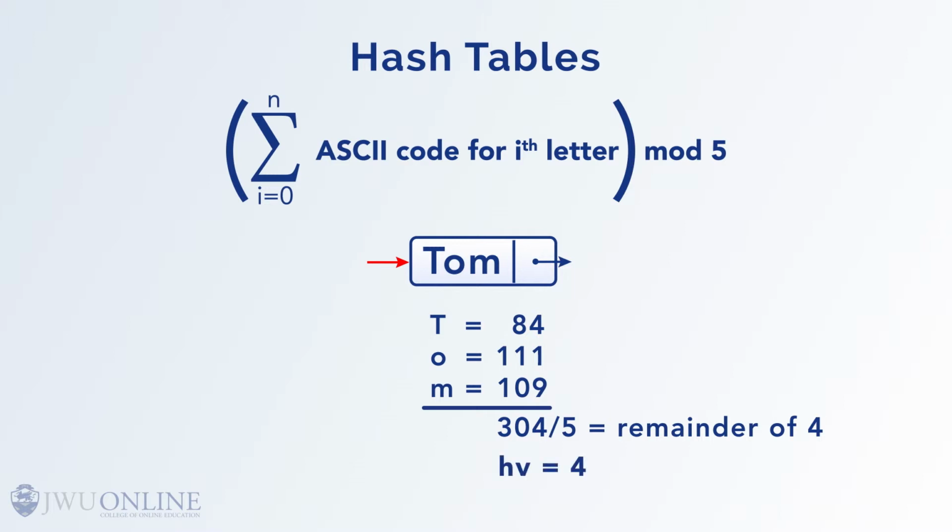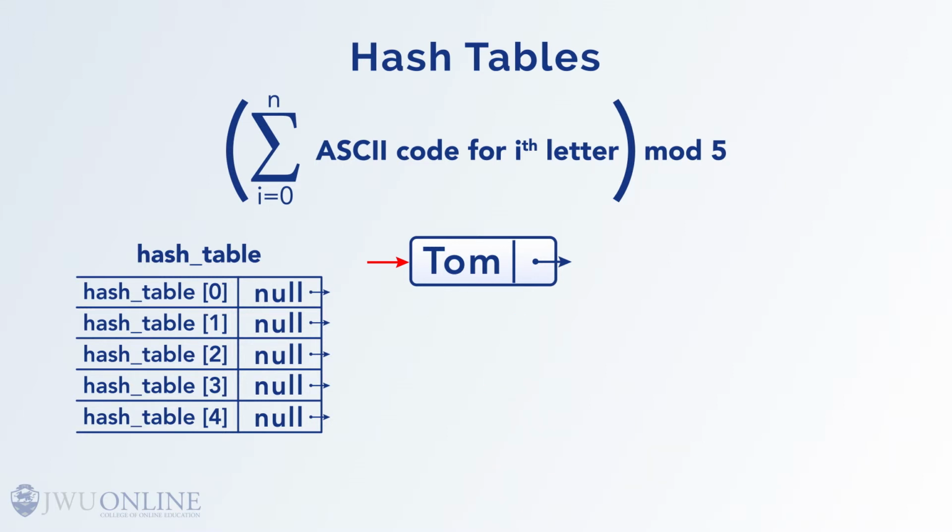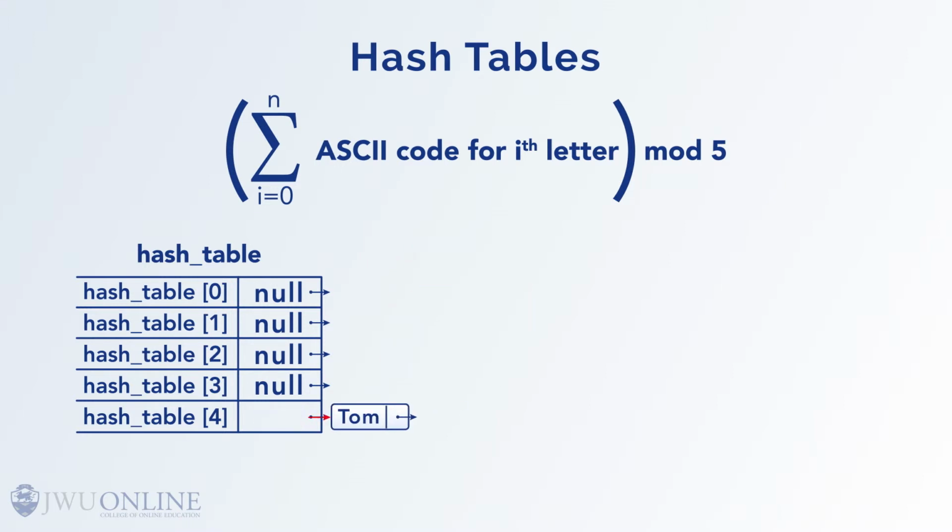The hash value corresponds to the index of the array, and this is the location where we will try to store the Tom node. Now, in this case, when we look at hash_table 4, we see that it is null, so the chain is empty and Tom can fit right in there. So using the code we developed in the last video, we can see that it is simple to add the Tom node to that chain.